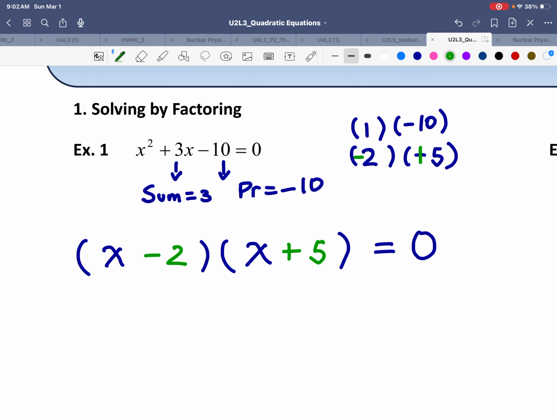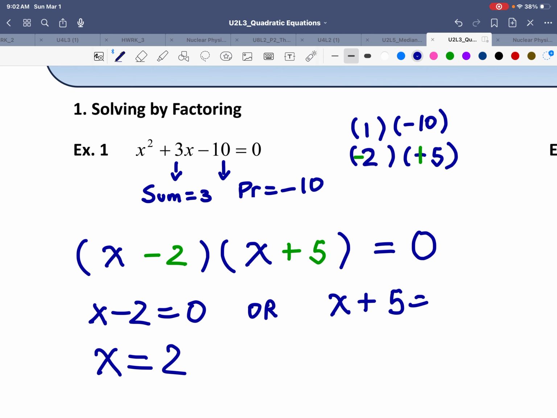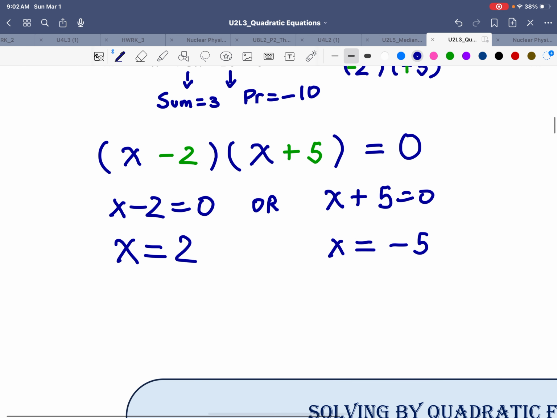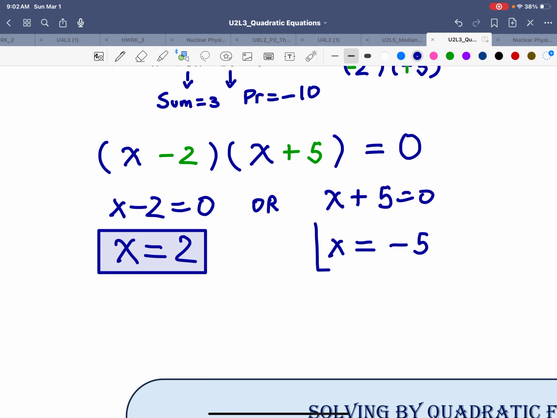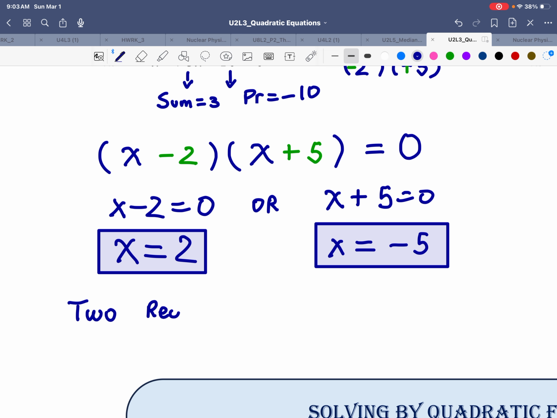So we're going to say that x minus 2 equals 0, which happens at x equals 2. Or if x plus 5 is equal to 0, then we'll have 0 times anything, again equal to 0. So we're going to say x equals negative 5. So in this case, we obtained two roots or two solutions, x equals 2 and x equals negative 5. And we're going to say that this equation has two real, distinct roots.